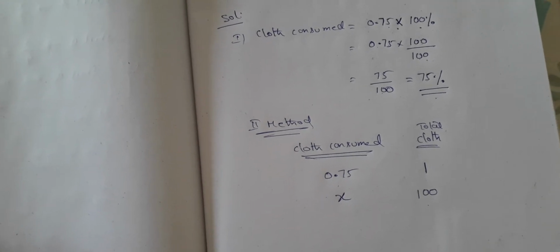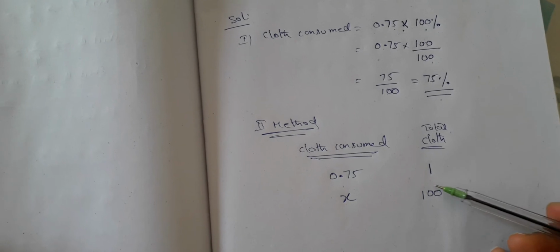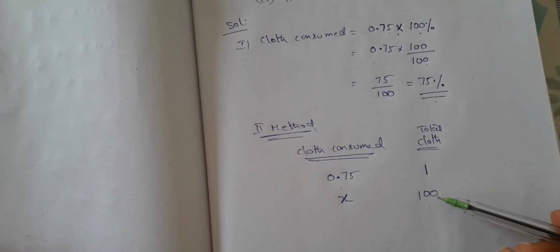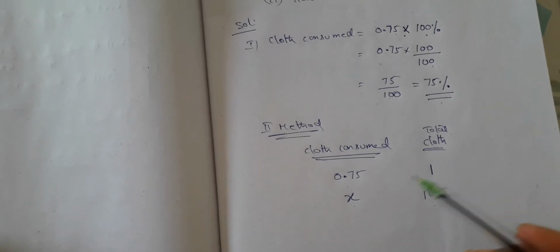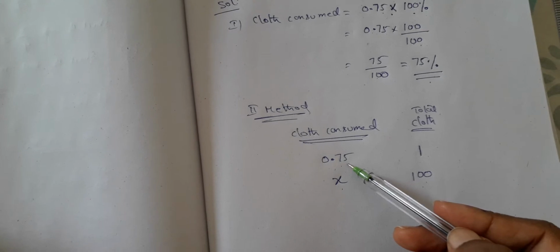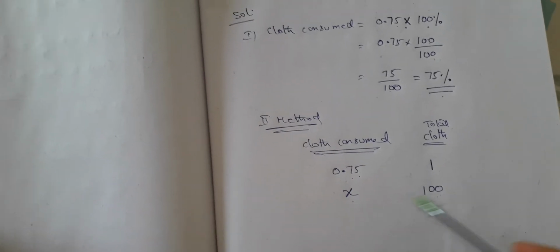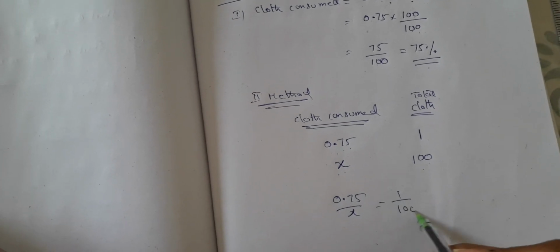Percentage means for 100. Whatever the quantity here, whenever it is percentage, you have to take for 100. If it is 100 meters of cloth, how much would have been consumed? If for 1 meter it consumed 0.75, what is the meaning of percentage? If for 100, how much would it be? Very easy. 0.75 divided by x is equal to 1 by 100.